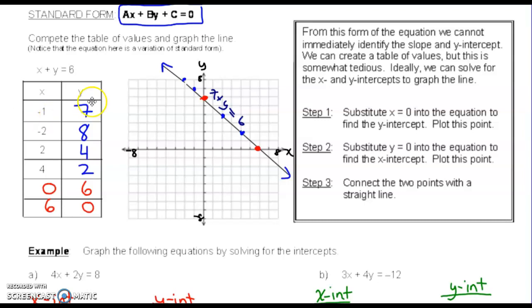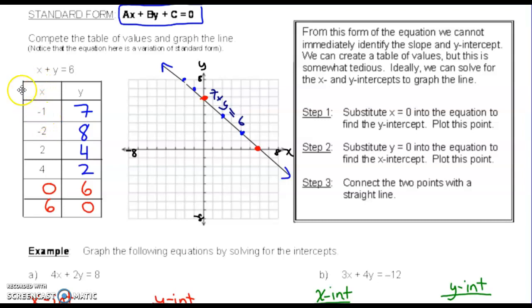So initially, our first example will be x plus y equals 6. Initially, I'm going to start with the table of values, just like we did yesterday. So I'm going to choose 4 points for x. I'm going to choose -1, -2, 2, and 4. And those are random points that I've selected. I'm going to sub in each one of these points one at a time into this equation, for x, and I will solve for y.